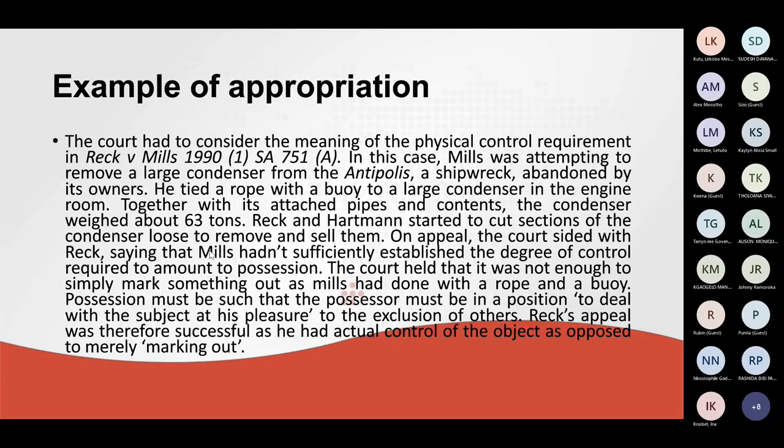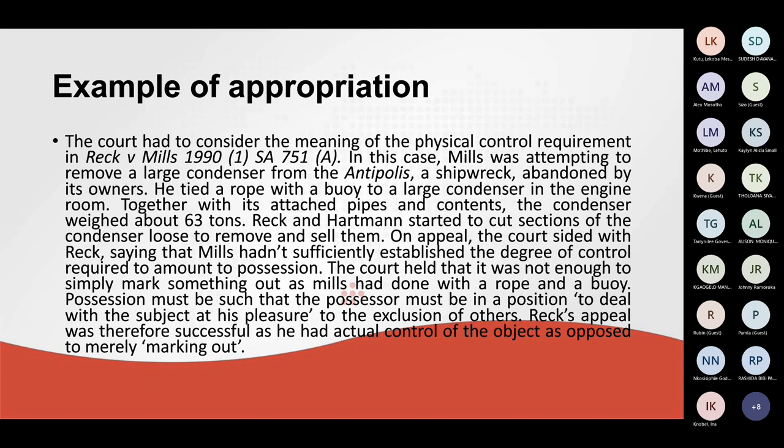What happened in Rick versus Mills was that Mills was attempting to remove a large condenser from the Antipolis, which was a shipwreck abandoned by its owners. He tied a rope with a buoy to a large condenser in the engine room. Together with its attached pipes and contents, the condenser weighed about 63 tons. Then Rick and Hartman came along and started to cut sections of the condenser loose to remove and sell them.